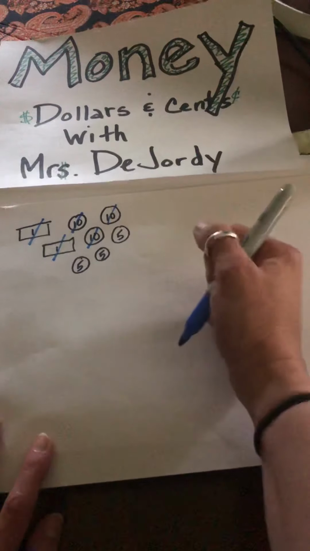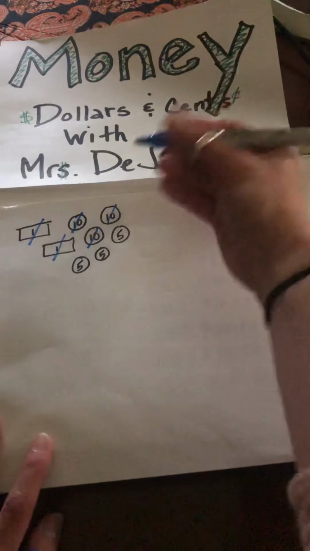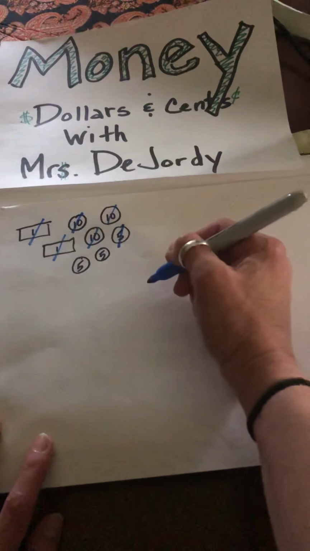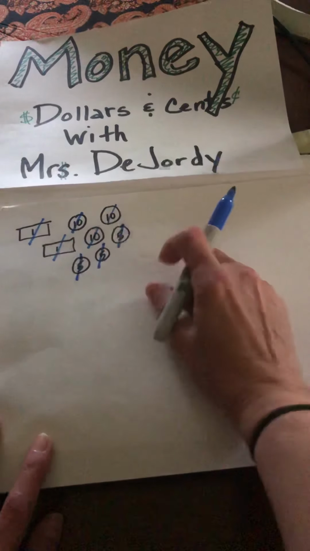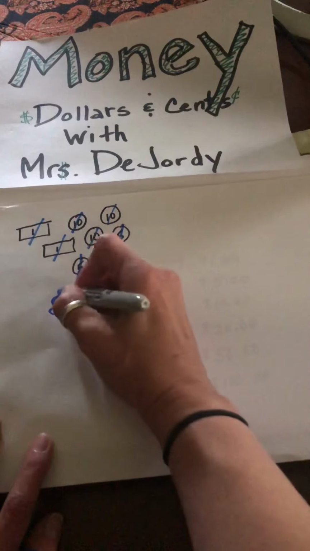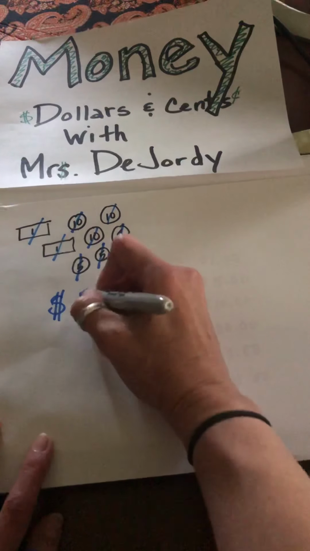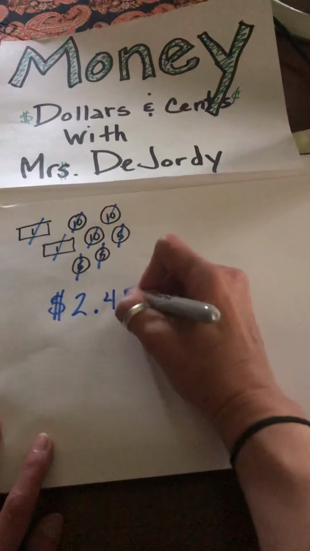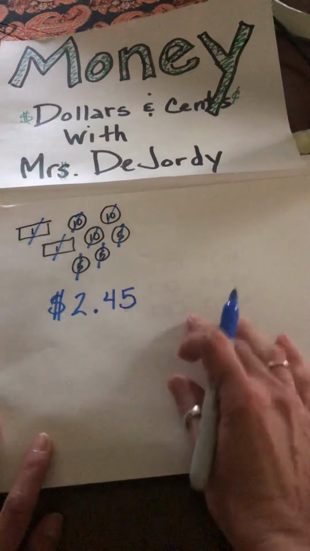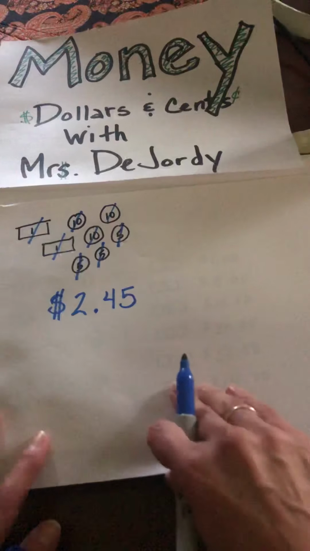Now I'm going to add a 5. 230 plus 5 is $2.35. $2.40. $2.45. And that would look like the dollar symbol, $2.45. And that's how that would look.